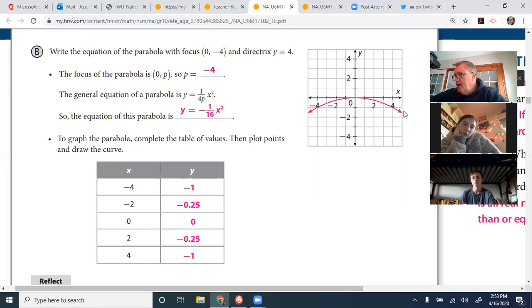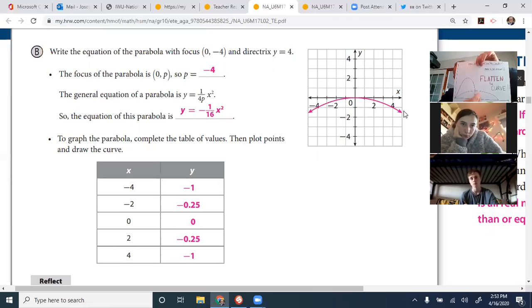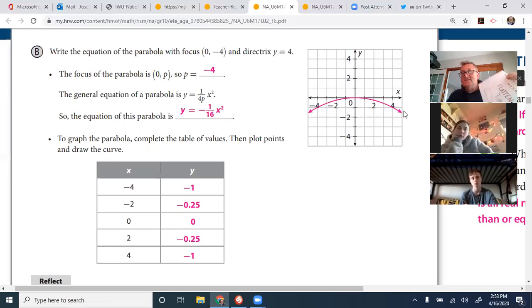If we look at this, the focus in a case like this would be really close. But down here, the focus would be way further down. It all depends on how flat or how steep the parabola is. Okay, all right, let's move on.